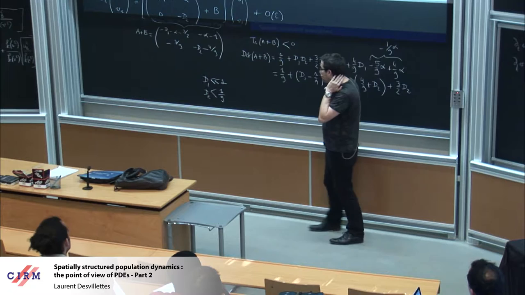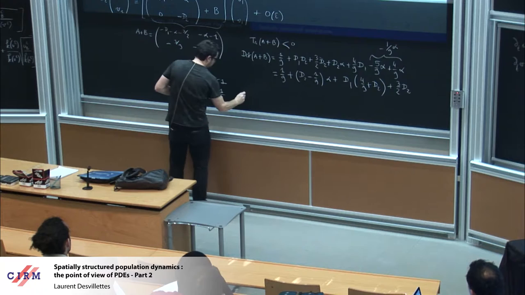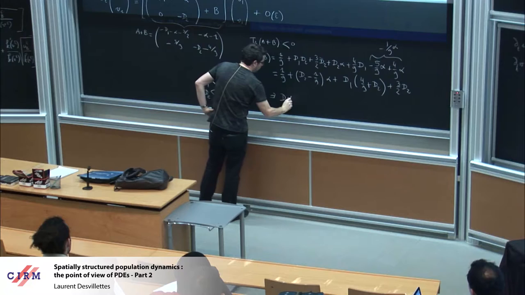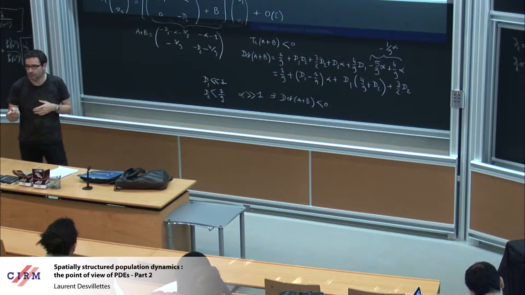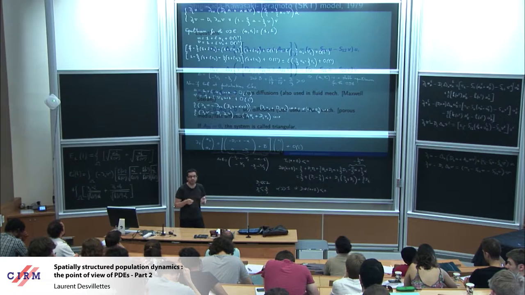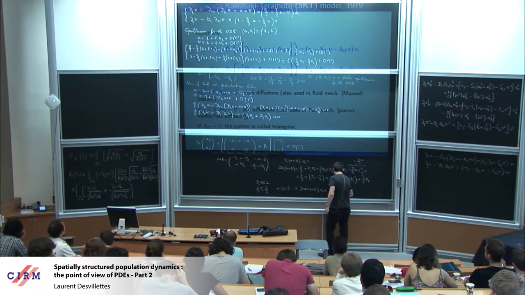So then you take alpha large enough, and you get that the determinant of A plus B is clearly negative, and this means that you have one eigenvalue which will be positive, and the other eigenvalue which will be negative. And so you have instability in the PDE.